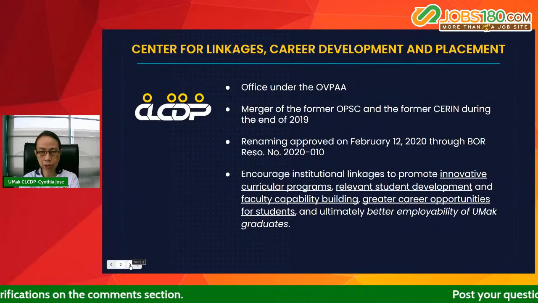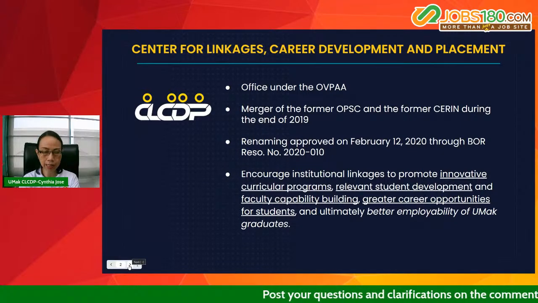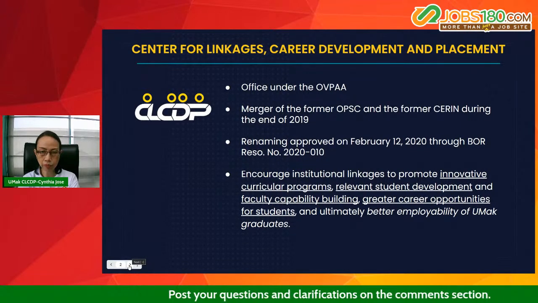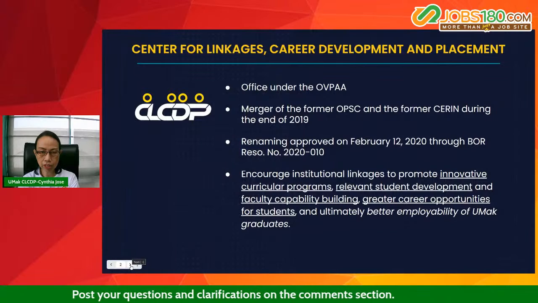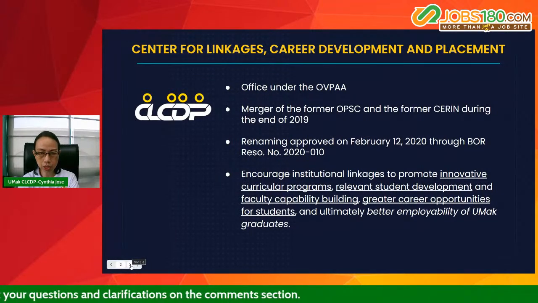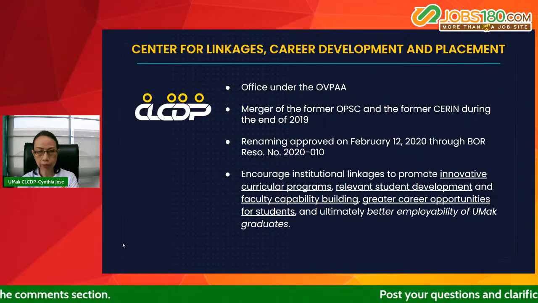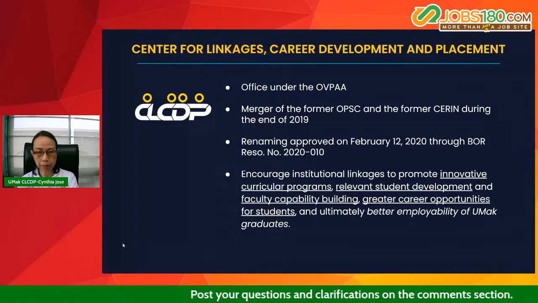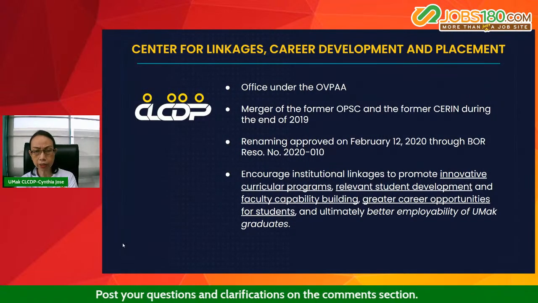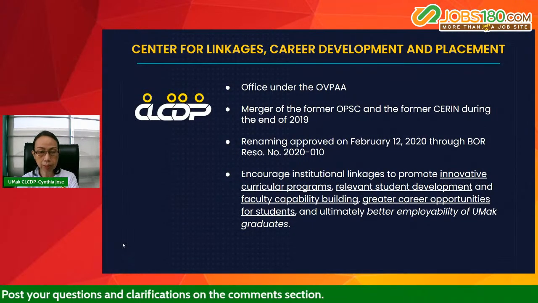So the merged office is actually called the Center for Linkages, Career Development, and Placement. There's actually a BOR resolution for the renaming, just a year ago, Feb 12, 2020. And our functional statement is to encourage institutional linkages to promote innovative curricular programs, relevant student development, and faculty capability building, greater career opportunities for students, and ultimately employability of UMak graduates.